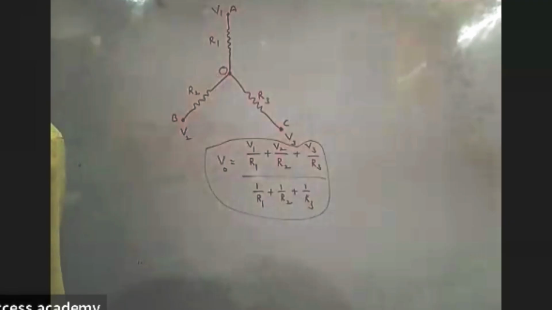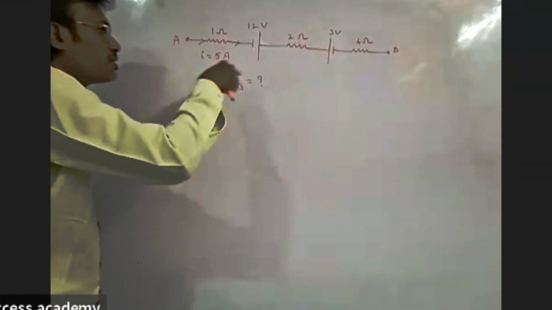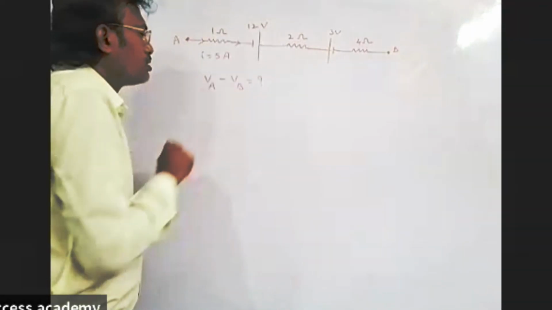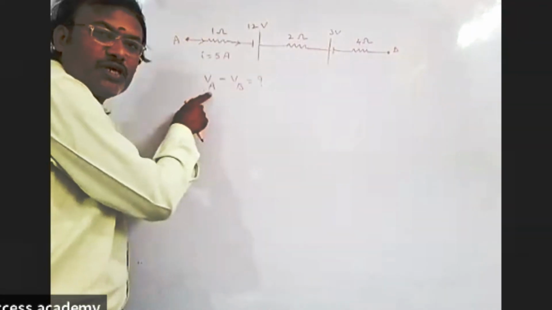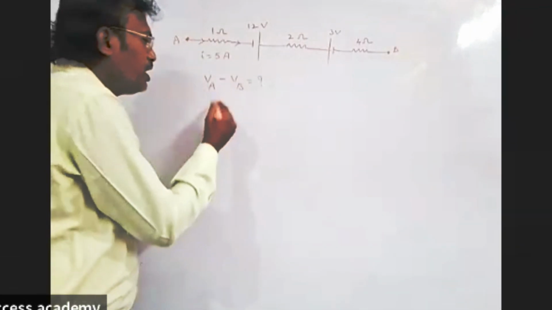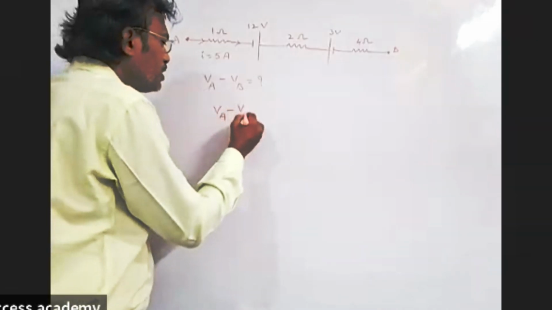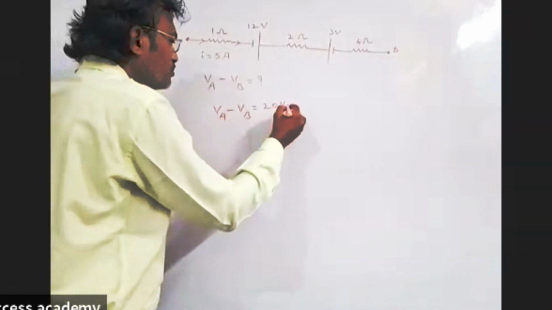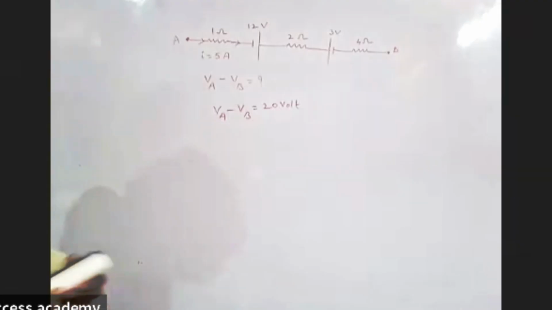Then another question. This is one circuit. Solve the circuit. Calculate the potential difference between A and B, VA minus VB. The answer is VA minus VB is equal to 20 volt. Solve this. Okay? Now, another model.